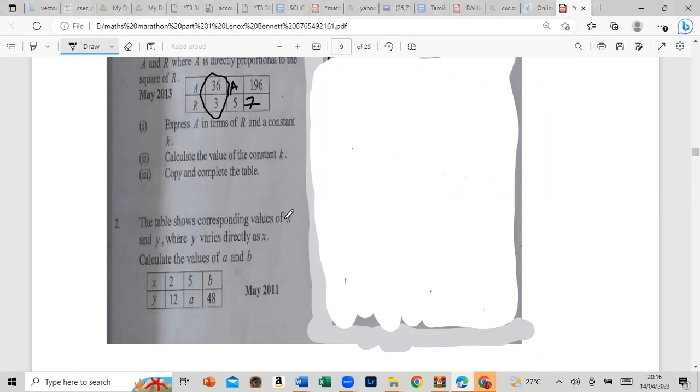And what it means is as x increases, y increases, or both of them increase, all right? That's what it actually means. But there is a constant way of doing so. So that's why we have to find the K.